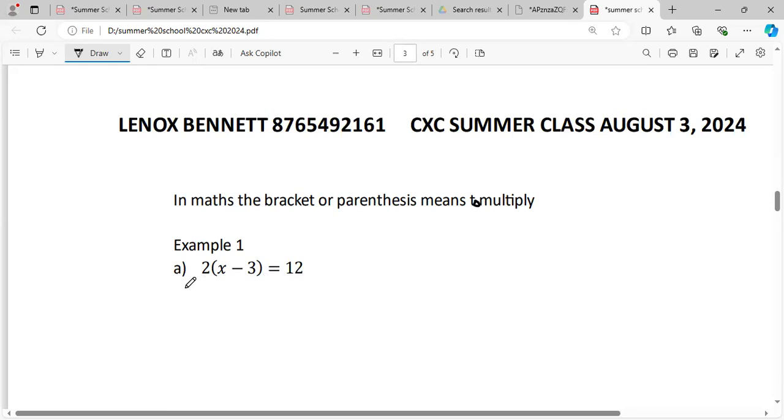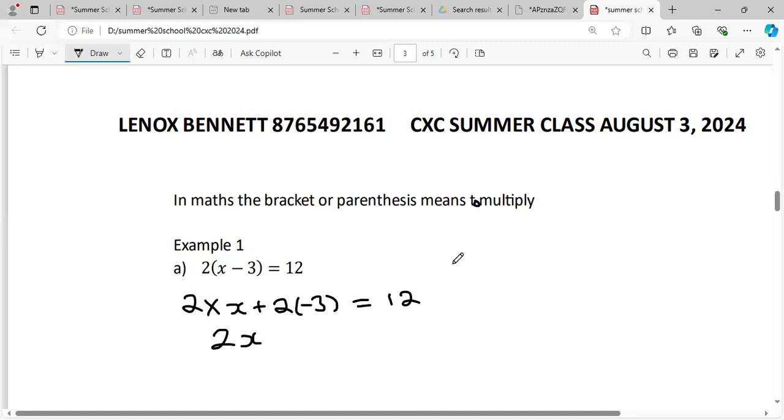So what this means, guys, is you're actually going to multiply. To remove the bracket, you have to multiply. So it's 2 multiplied by x plus 2 multiplied by 3, which is the 3 in the bracket right here. Or you can say 2 times x, 2 times negative 3. And that must equal 12.